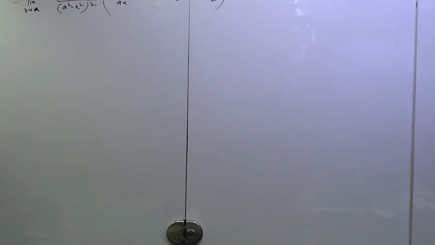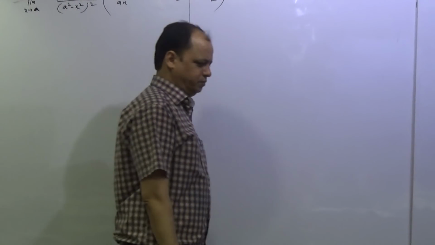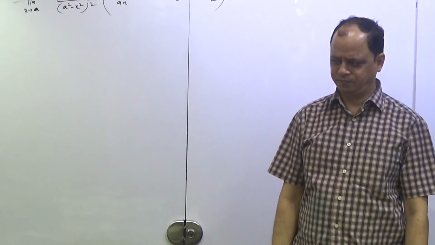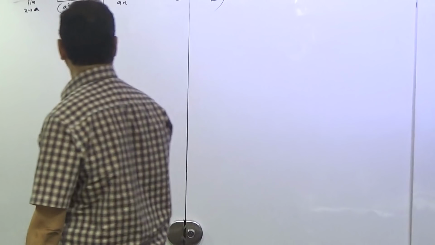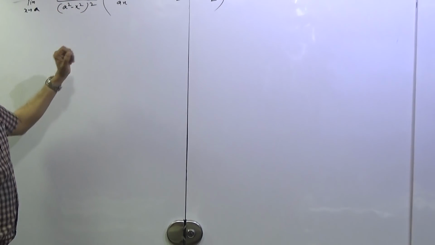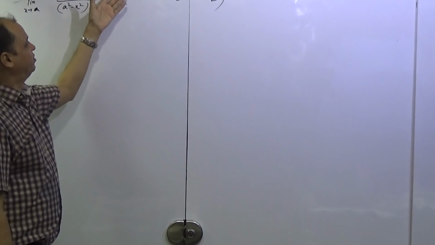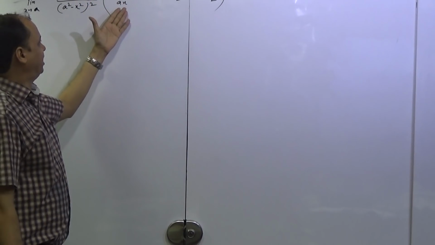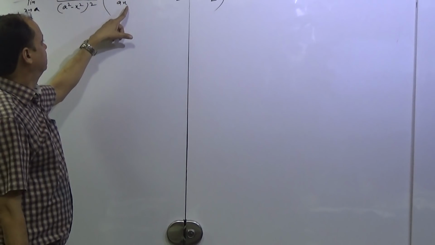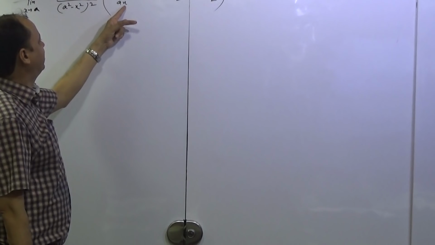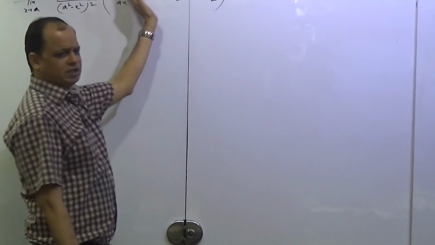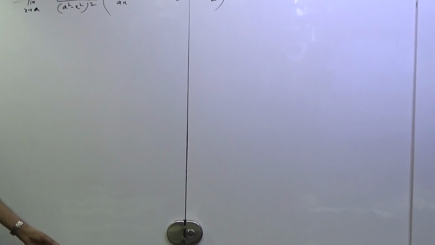Just think about it. First of all, think about the indeterminate form you are getting. 0 by 0. How come 0 by 0? If I write 0 over here, I'll get 0. And what about the rest of the part? This becomes a finite quantity. X tending to a means this will become 1, 2a square by a square, so this becomes 2. This is odd by 2. Yes, that's right. You are getting 0 by 0 form.